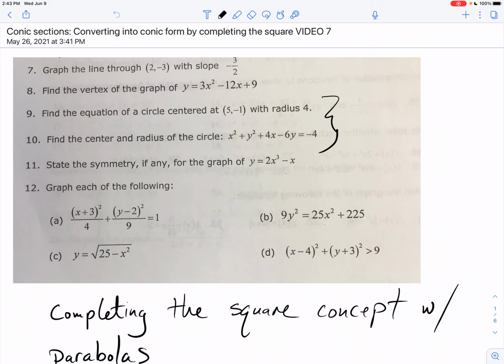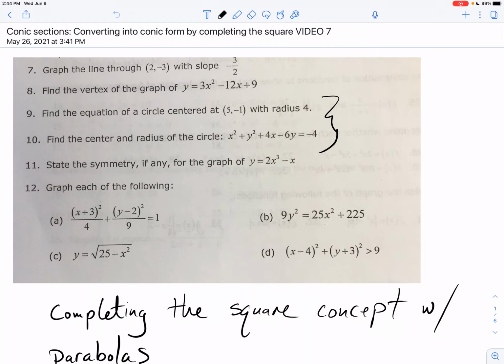Okay, we're continuing with this section so we can finish it off. So I'm focusing right here on questions 9 and 10. Number 9 says, find the equation of a circle centered at (5, -1) with a radius of 4. Well, heck, I think you could redo that.